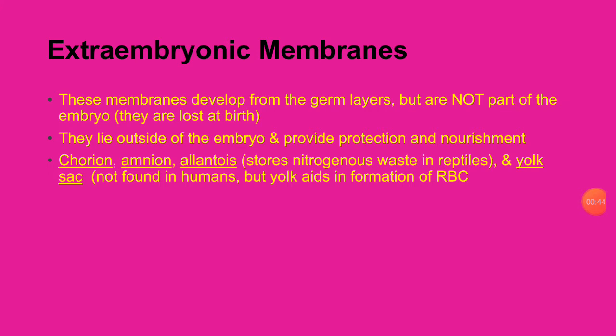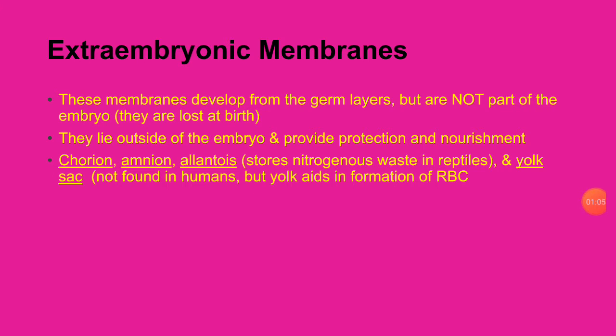There are four extra embryonic membranes: chorion, amnion, allantois and yolk sac. Chorion is the outermost extra-embryonic membrane of reptiles, birds, and mammals. It surrounds the whole embryonic system of the embryo. In placental mammals, it contributes to the structure of the placenta.